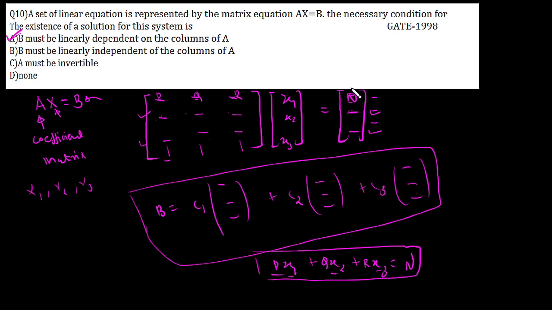So in a nutshell, I can say the whole vector present in the right hand side is nothing but a linear combination of the columns of this coefficient matrix, which is given in option A. Option B again says b must be linearly dependent on the columns of A. Here b is written on the right hand side, so I can say this vector must be a linear combination of the columns of this coefficient matrix. So option B is the correct answer for this question.